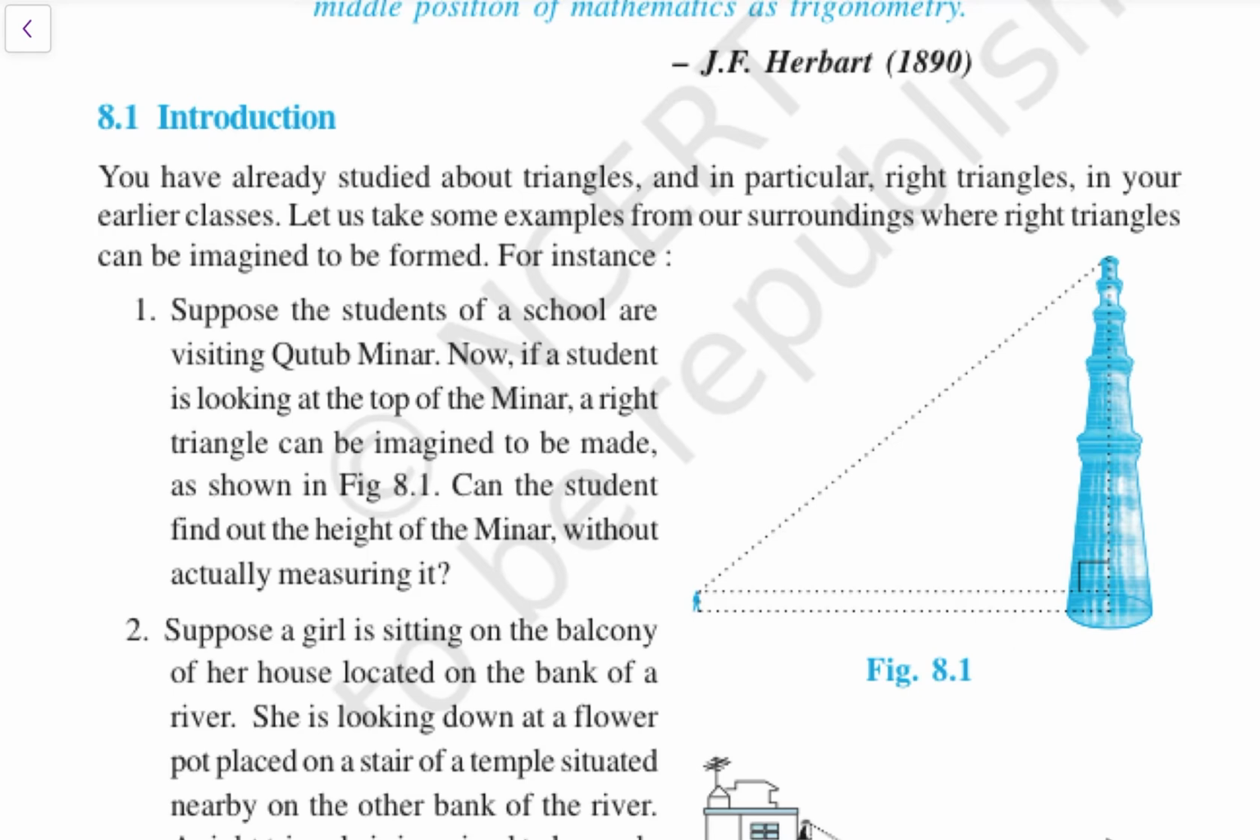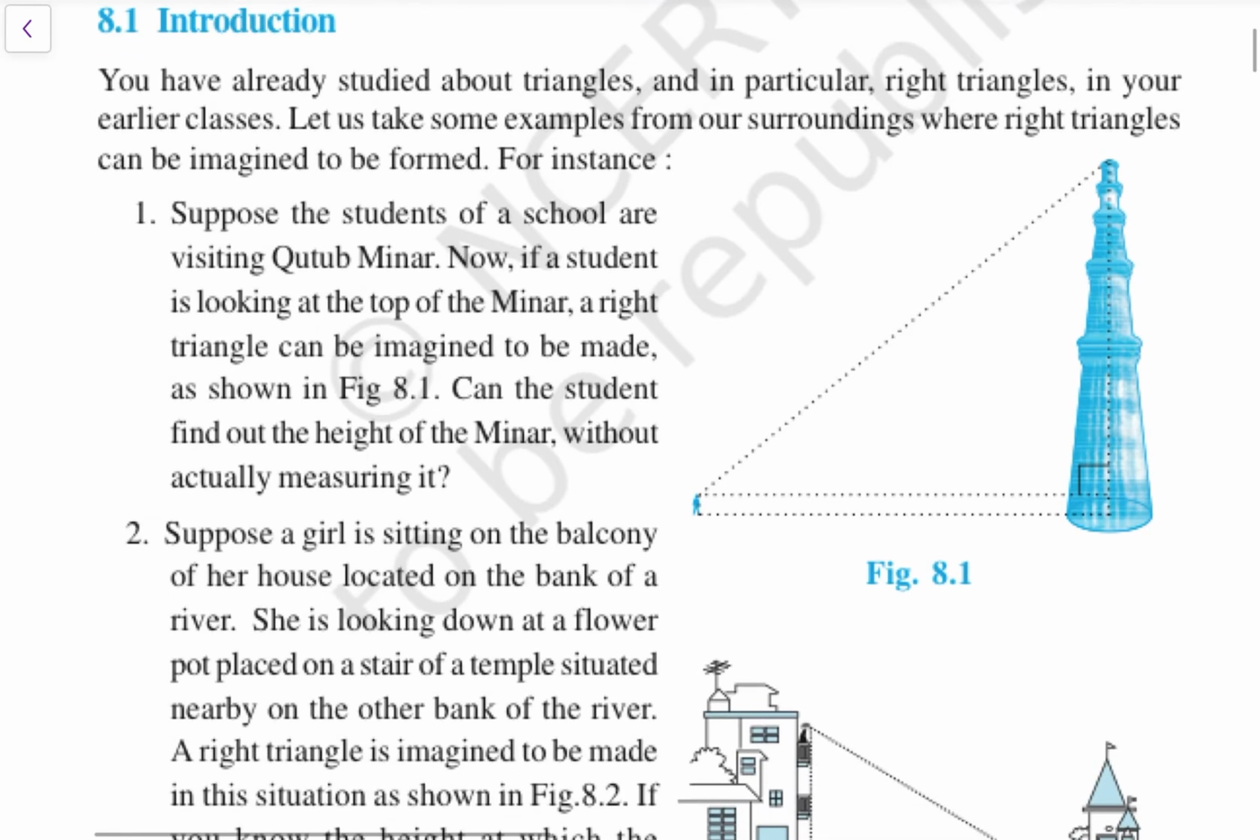You have already studied about triangles and in particular right angle triangle in your earlier classes. Let us take some examples from our surroundings where right triangles can be imagined to be formed. For instance, suppose the students of a school are visiting Qutub Minar. Now, if a student is looking at the top of the minar, a right triangle can be imagined to be made as shown in the figure.